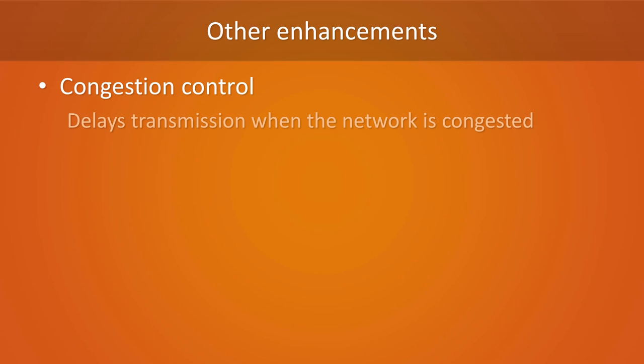Because segments are numbered in TCP, it can also implement in-order delivery. Although packets may still arrive out of order, TCP will rearrange them before sending them to the application. Other TCP enhancements include congestion control. This feature will delay transmission of data when the network is congested. It eases the strain on the network and it helps minimize packet loss.